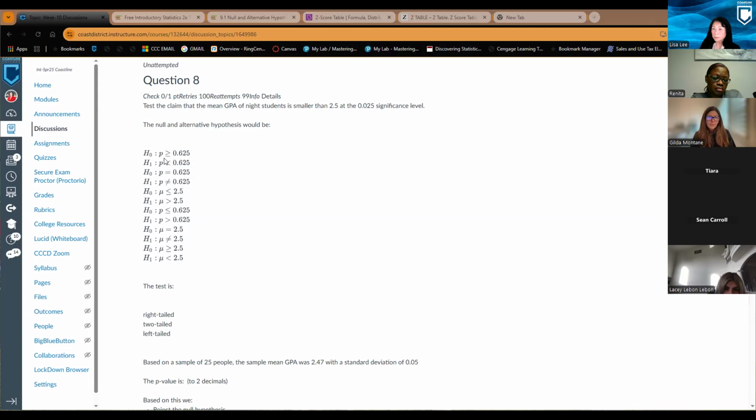GPA is the mean. You will not choose the p. p is for proportion, percentage. So I will choose the one that pops out with the mean, the mu, and the one that comes with a less than for the alternative.